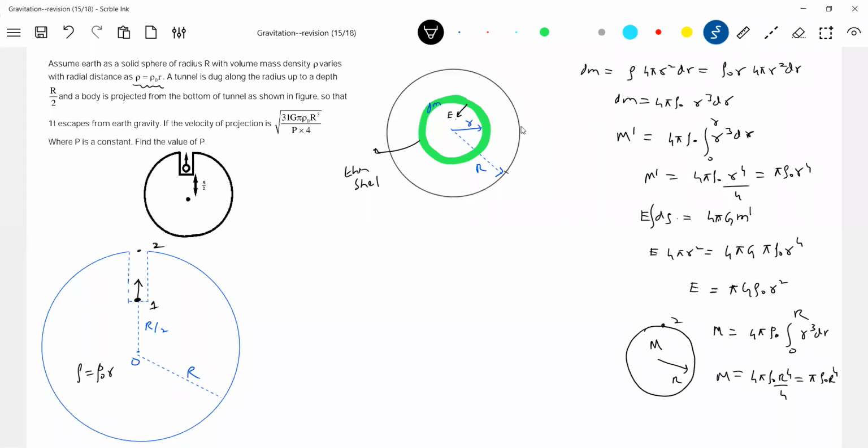What is the potential at point 2? Potential at point 2 is given by minus GM by R, so minus pi G rho naught R cube. We know the potential at point 2. Now we know the field inside. I'll calculate the potential at point 1. So what is the formula? dV equals minus E into dr. For the time being, let me write it.